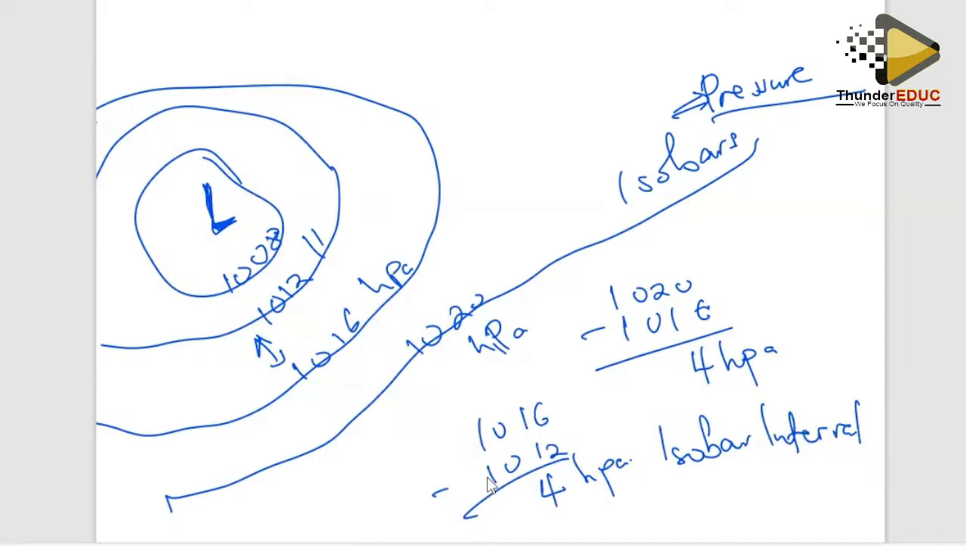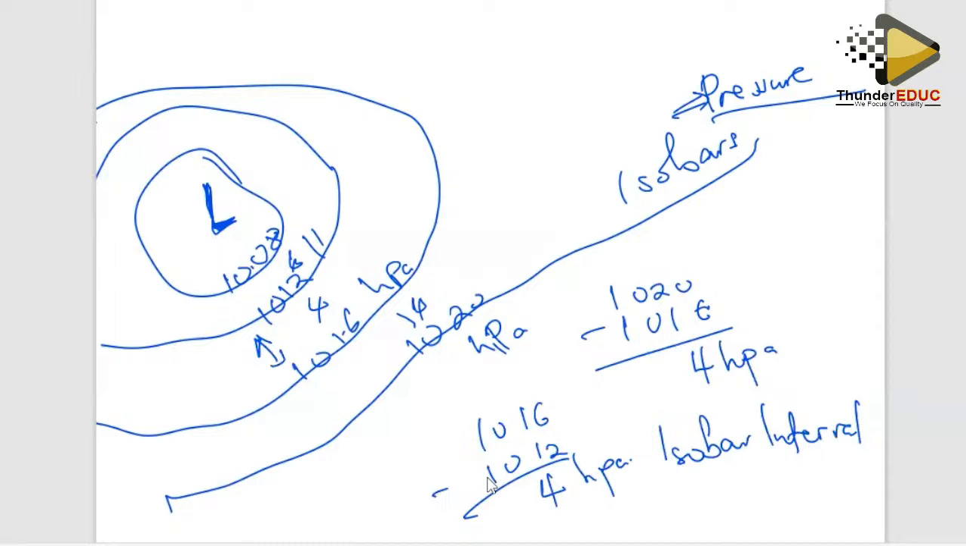The isobar interval is the difference in pressure between two consecutive isobars. By how much are they differing? 1020 minus 1016, the difference is 4. 1016 minus 1012, the difference is 4. 1012 minus 1008, the difference is 4. That is the interval of the isobars. They maintain the same difference in pressure. As long as we have two isobars next to each other, their difference remains the same.